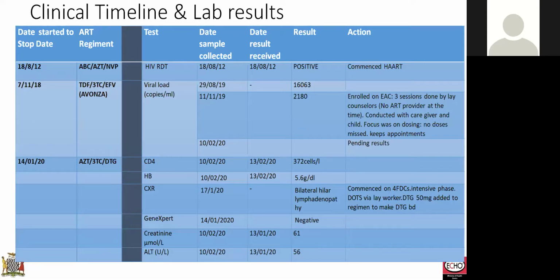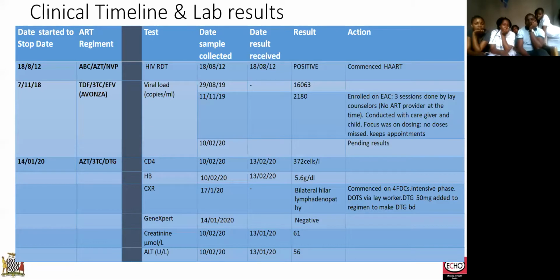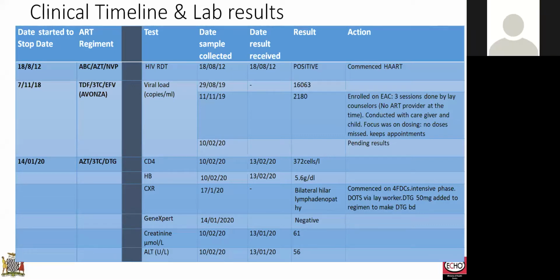The results were 2,180, and the child was enrolled on enhanced counseling. 3 sessions were done by the lay counselors. By then, there was no ART provider. Conducted with the caregiver and the child. Focus was on the dosing, and no doses missed. Keeps appointments. Then on the 10th of February 2020, viral load was collected, pending results.